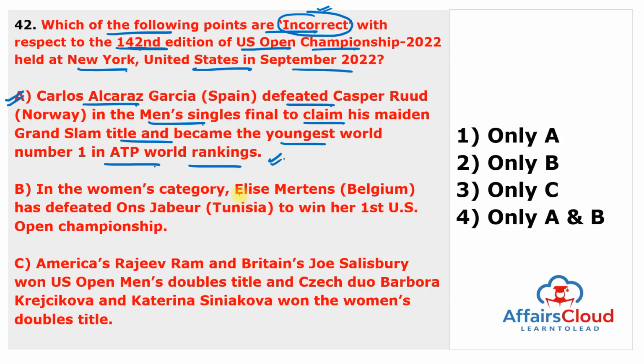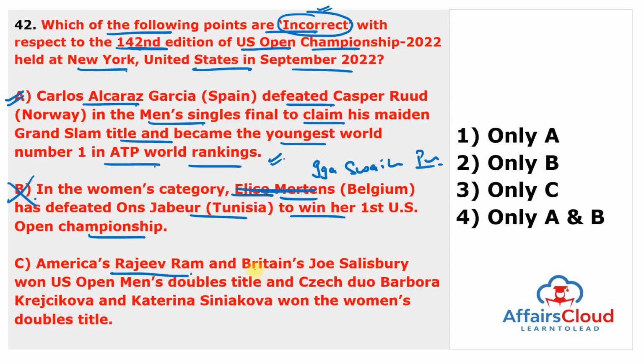In the women category, Elise Martins has defeated Ons Jabeur of Tunisia to win her first US Open Championship. This statement is wrong because under the women's category, this title was won by Iga Swiatek. So you can remember the name, Iga Swiatek of Poland. Iga Swiatek of Poland has defeated Ons Jabeur to win the first US Open Championship and the third Grand Slam title overall. So B statement is wrong.